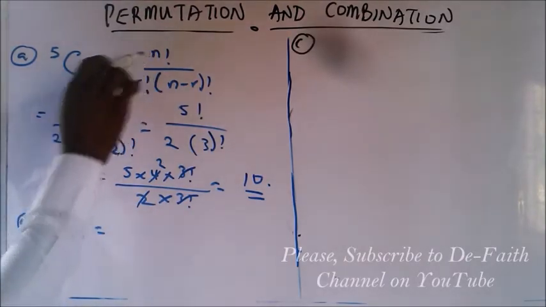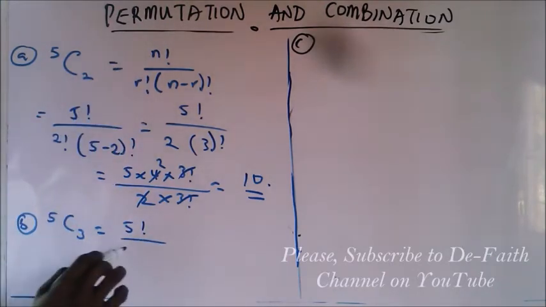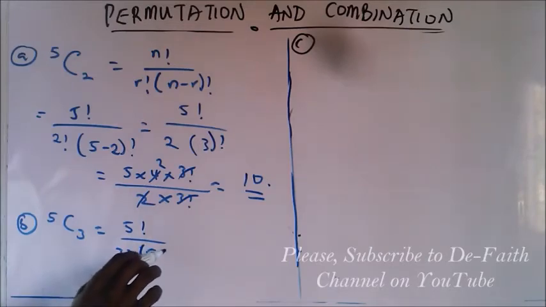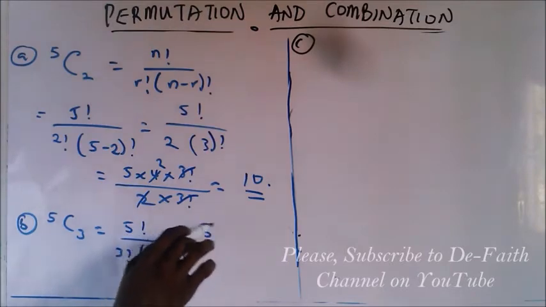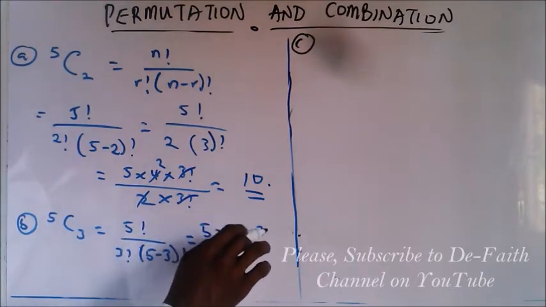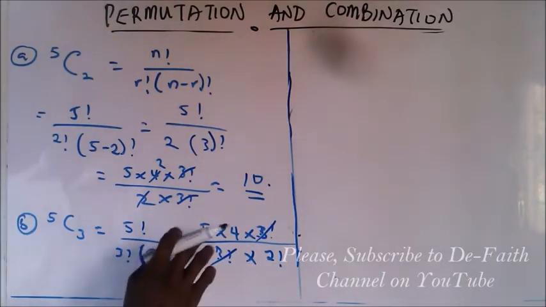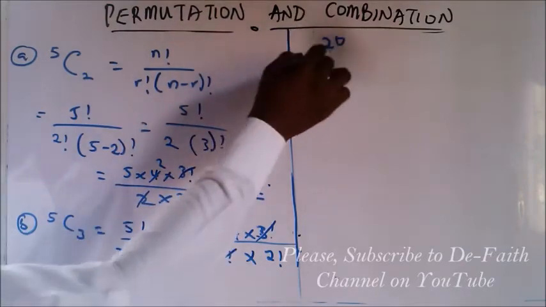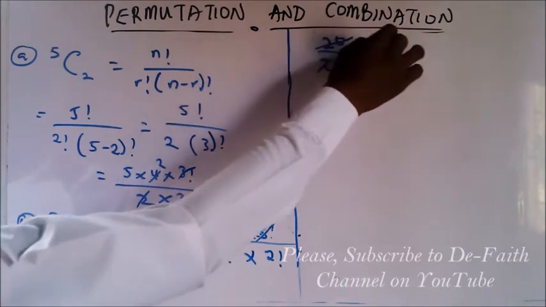We use this formula where n is 5. And so we have 5 factorial over r, which is 3. So that's 3 factorial times (5 minus 3) factorial. From here, we have 5 factorial, which is 5 times 4 times 3 factorial, alright? Over 3 factorial times 5 minus 3, that's 2 factorial. 3 factorial cancels 3 factorial. And so we have 2 factorial left here. 5 times 4, we have 20 over 2 factorial, which is 2. So 2 cancels 20, we have 10. And so the answer is 10.